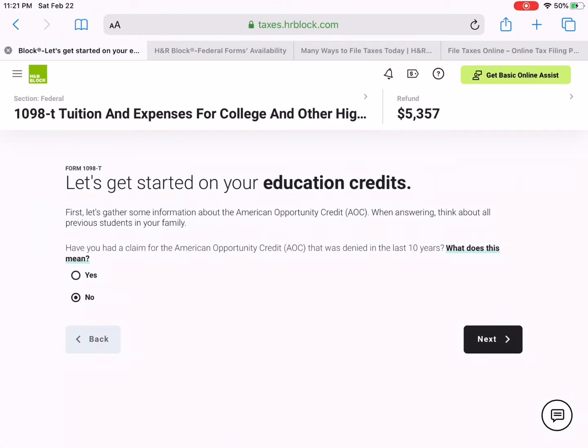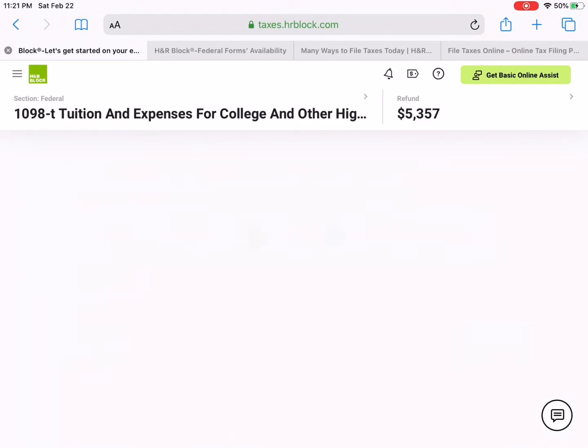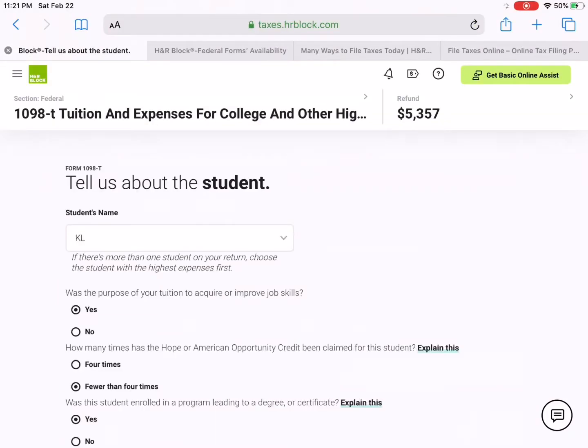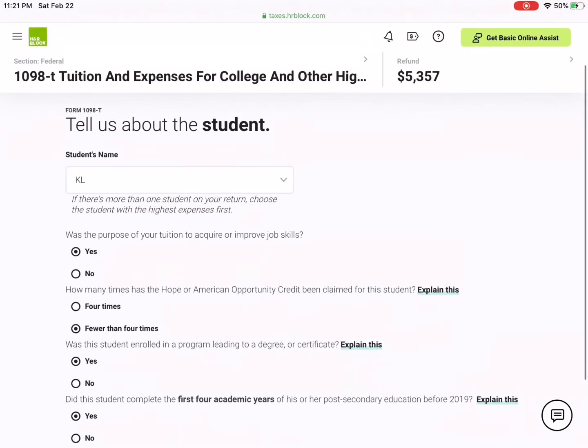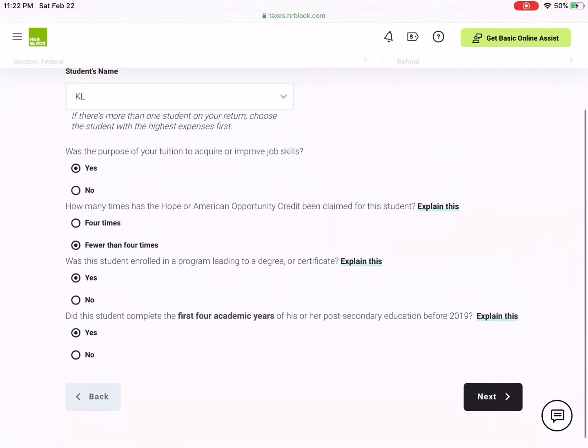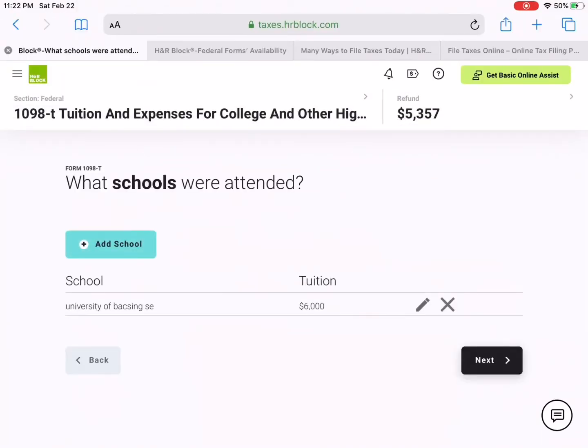It is the best. And so as I go through these screens, I'm not going to take a lot of time to discuss what each question is asking, but I did specifically answer the questions so that I could get the AOTC credit as opposed to the lifetime learning or the tuition and fees. So I went through each of these, answered them.